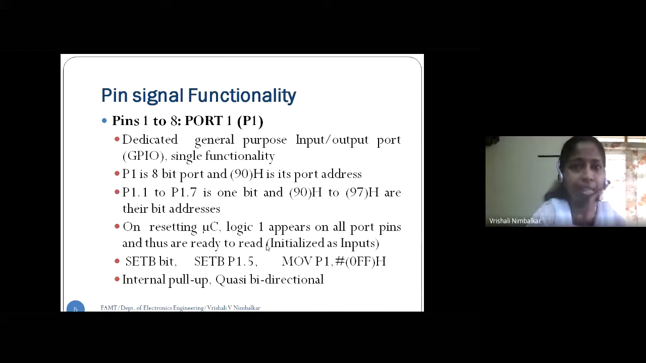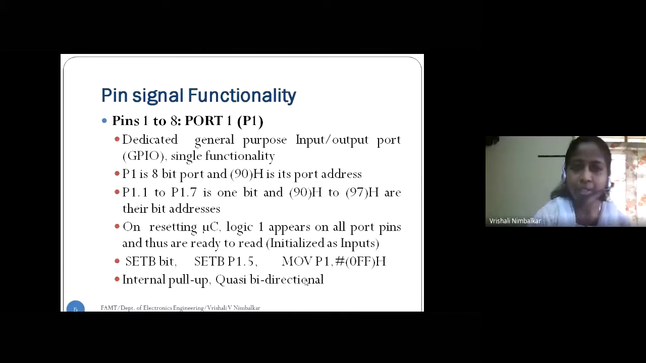If you remember, we had said before, whenever we want to send out data, initialization of the port is not required. But whenever we want to read data or take in data, initialization is required. And what initialization? Sending logic 1 on all the pins. And that is what is happening. When you reset, logic 1 is sent on all the pins, and hence they are initialized as inputs, meaning they are ready to read. Correct?